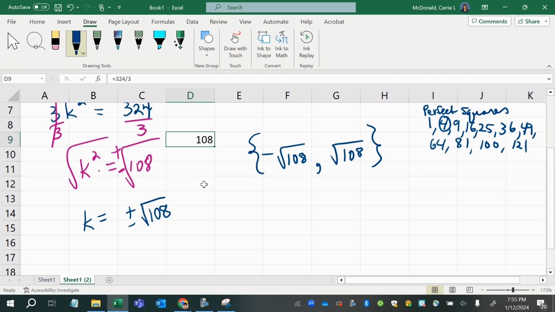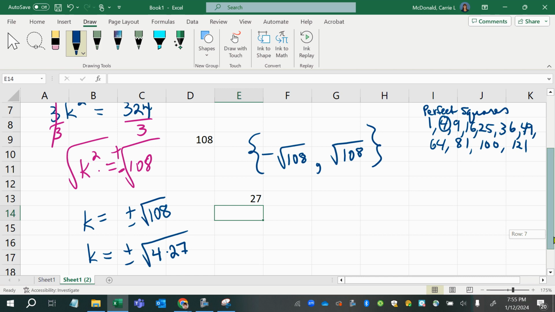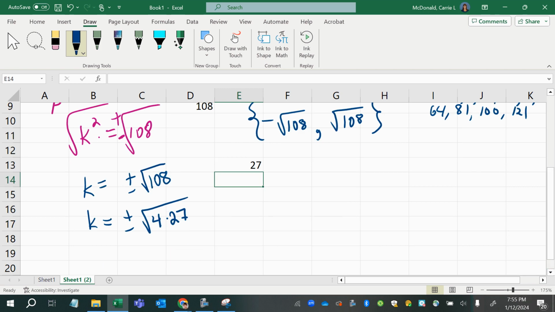Okay. Does 108 when divided by 4 result in a nice clean integer? 27. Awesome. So now we have k equals plus or minus the square root of 4 times 27. And since 4 is a perfect square, I can take the square root of 4 and move it to the outside of the radical and leave the 27 in there. Now, something else about 27 is I happen to know it also has a perfect square factor.